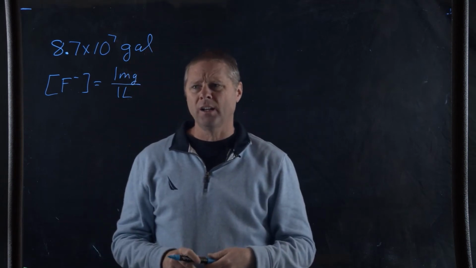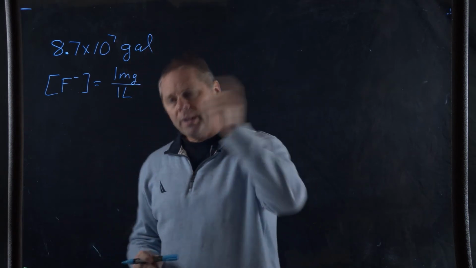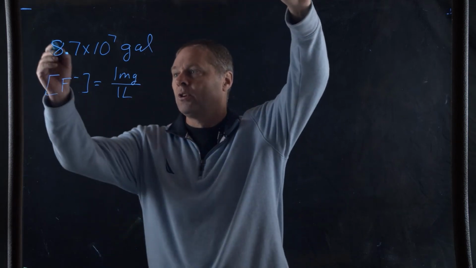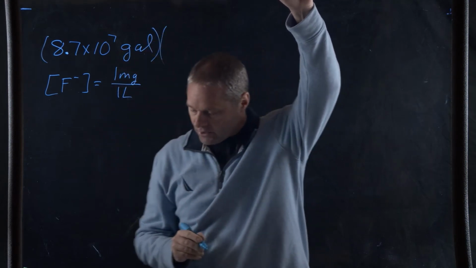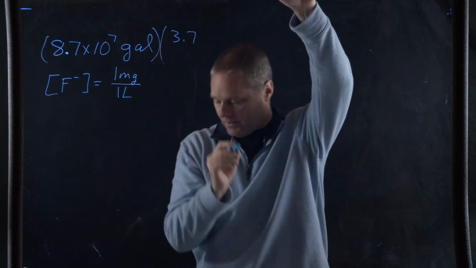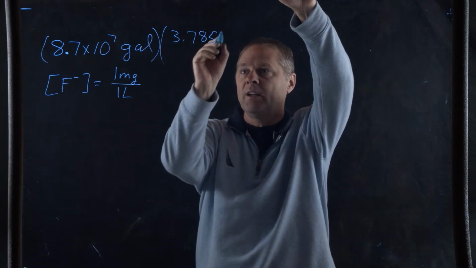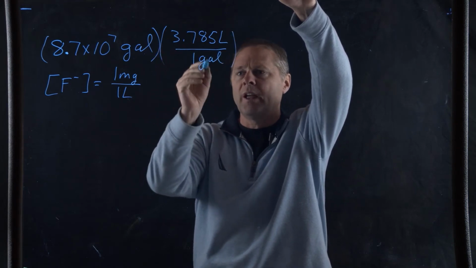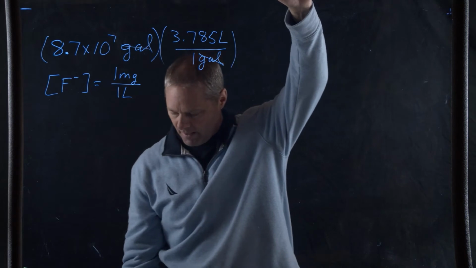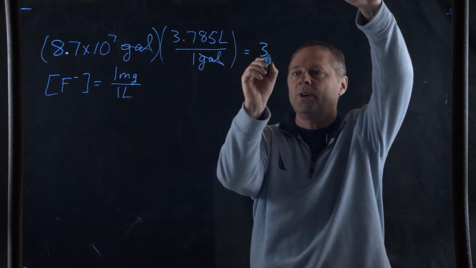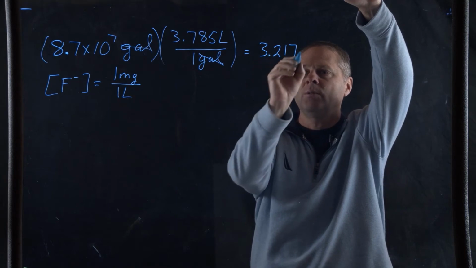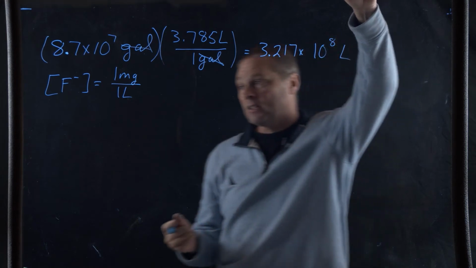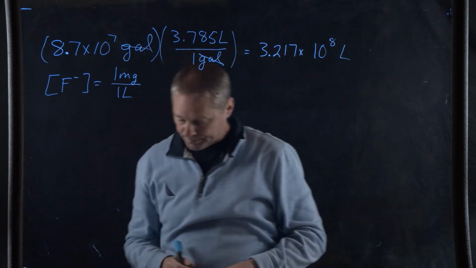We've got a lot of things going on here. We have gallons, so we have to convert the gallons into liters. I've chosen to convert the gallons into liters, and there are 3.785 liters in 1 gallon, so approximately 4 liters per gallon. The gallons cancel, and it gets us to 3.217 times 10 to the 8th liters. That's the amount of water we have in liters.